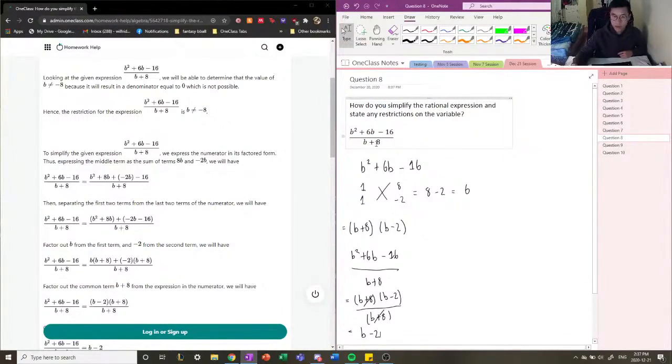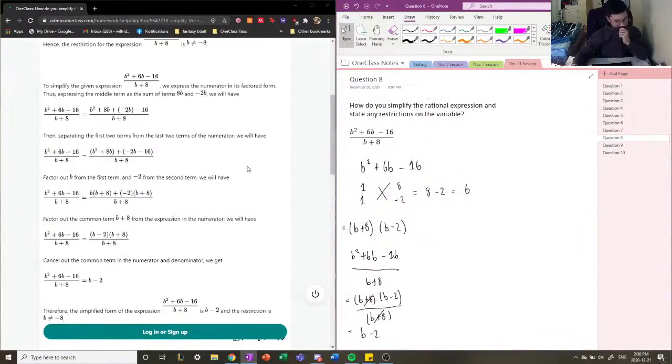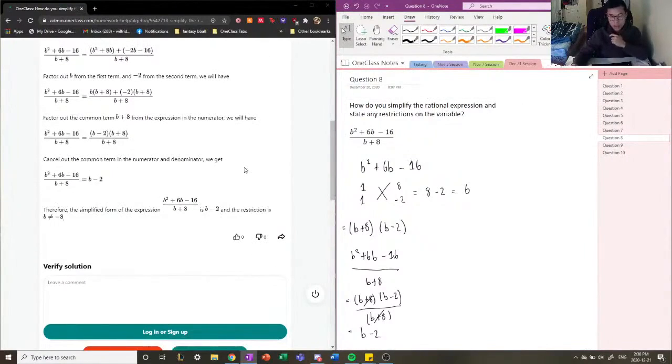So therefore, we have to set a restriction on our function here, or our rational expression, because we do not want to evaluate when the denominator is equal to 0. So in this case, the denominator is equal to 0 when b is equal to negative 8, as you can see here. When b equals negative 8, the denominator is equal to 0. All right? And because of that, we have to set a restriction on that.